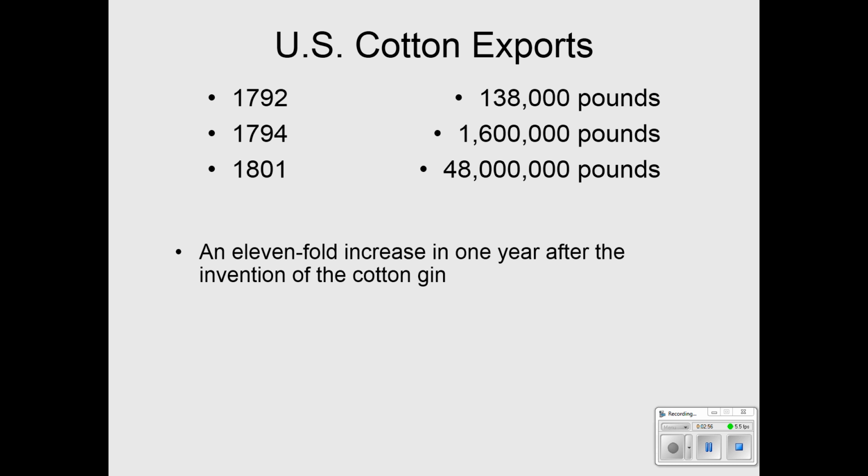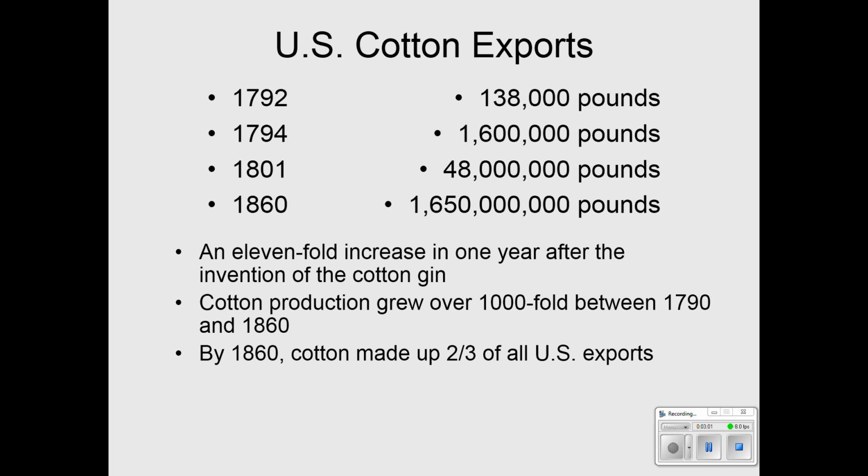By 1801, 48 million, and by the eve of the Civil War in 1860, 1.65 billion pounds of cotton. This is an increase of over 1,000 times between 1790 and 1860. And by 1860, cotton made up 2/3 of the value of all U.S. exports. The South had a saying, King Cotton, because this really was, in many ways, the driver of the U.S. economy.